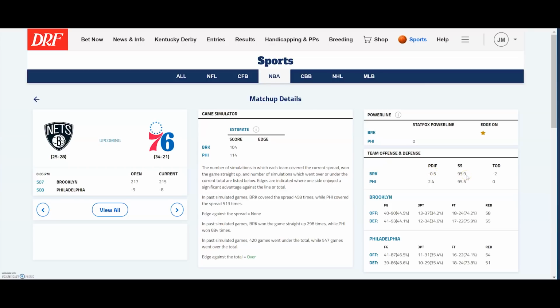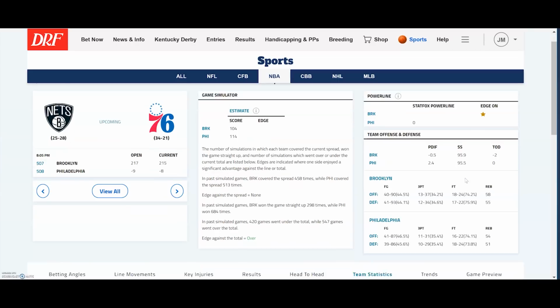Another thing to look at is the schedule strength indicator. This is based on our power rating system. In this case, for schedule strength, the higher the number, the more difficult the schedule. The lower the number, the easier the schedule. In this case, the two teams have played a very similar schedule, which is not surprising considering they're both from the Atlantic Division.